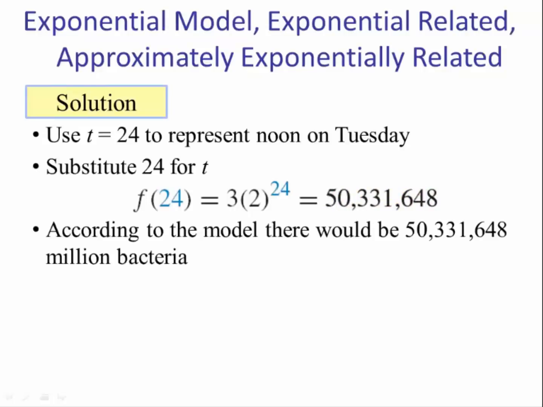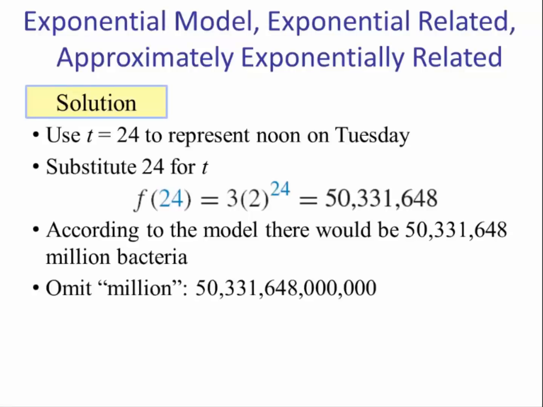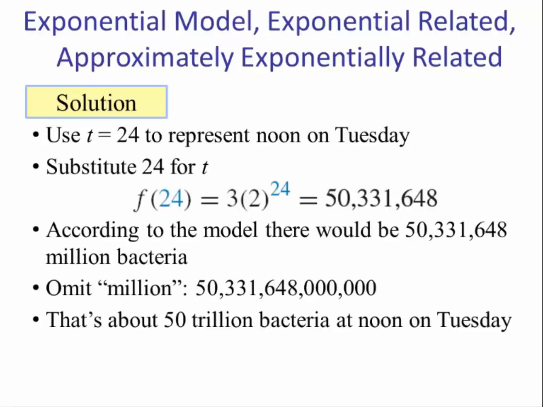50,331,648. So according to the model, there would be 50,331,648 million bacteria. Now if we drop the million, it turns out there would be about 50 trillion bacteria at noon on Tuesday.